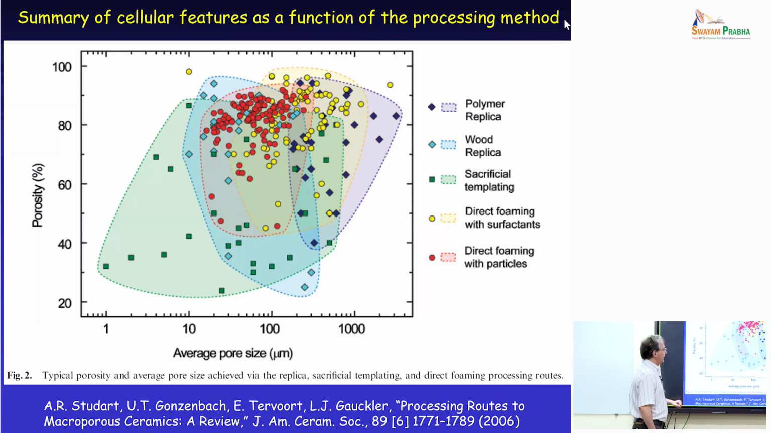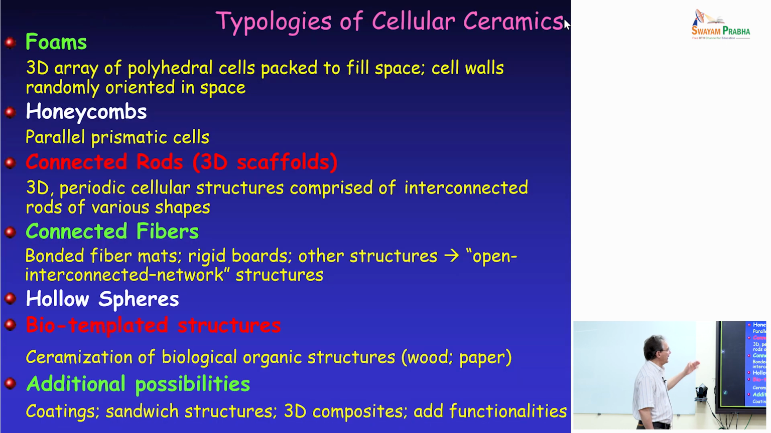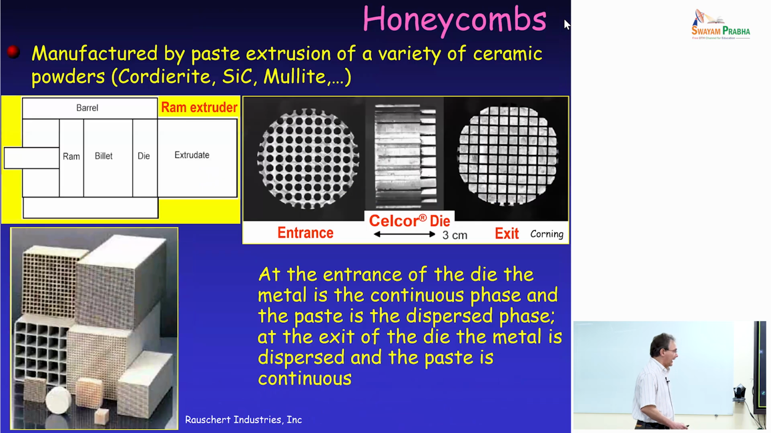This is a very nice review paper where you will find a lot of information concerning different foaming methods and different characteristics for your macroporous ceramics. You can see that, depending on the type of fabrication approach, pore sizes range from 1 micron to more than 1 millimeter, and the porosity can range up to almost 90+%. So these are the types of cellular ceramics that we can discuss. And again, this is the structure that they have.